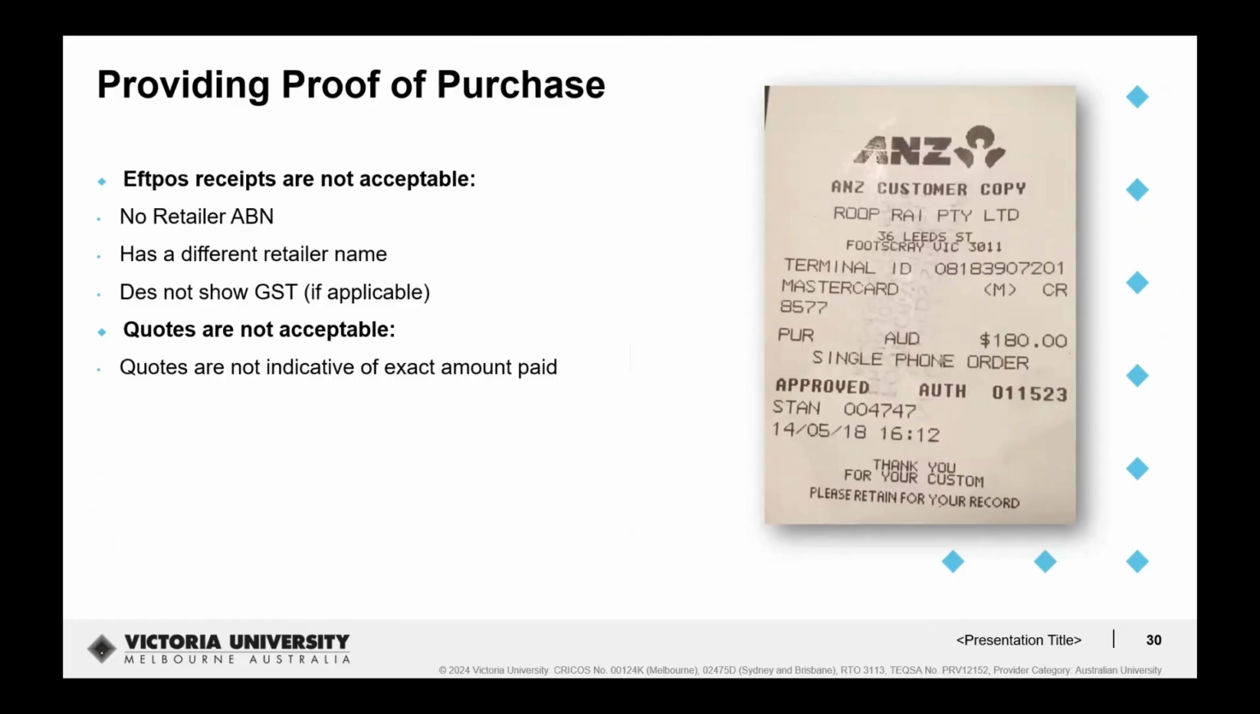One proof of purchase that we don't accept is an EFTPOS docket, as this is not a valid invoice for auditing purposes. This is because it doesn't have all the information we require.